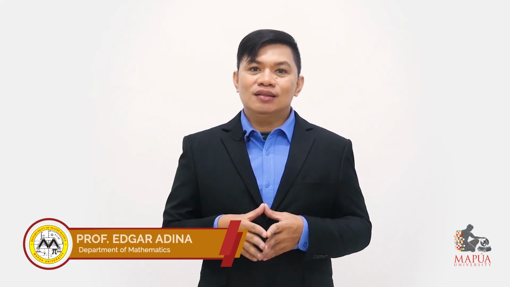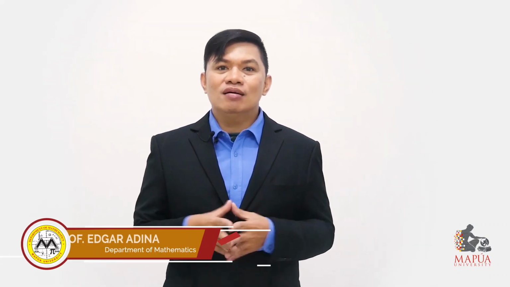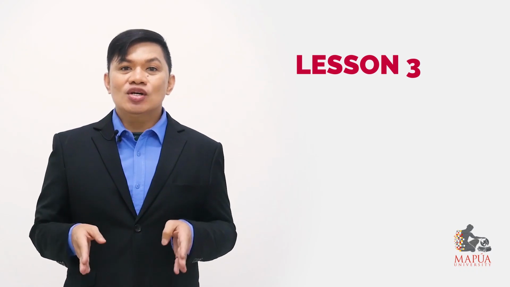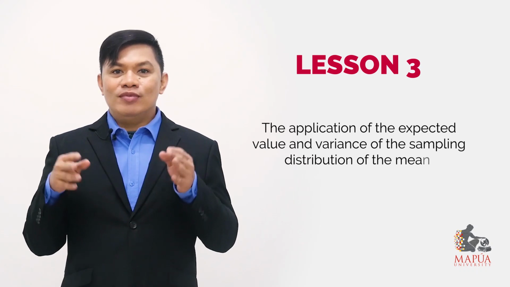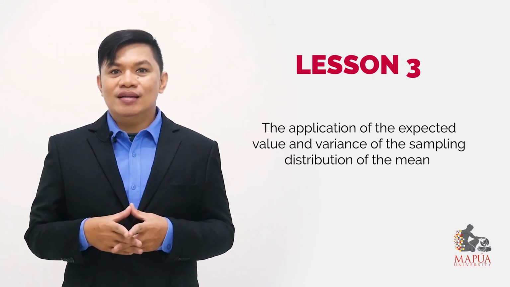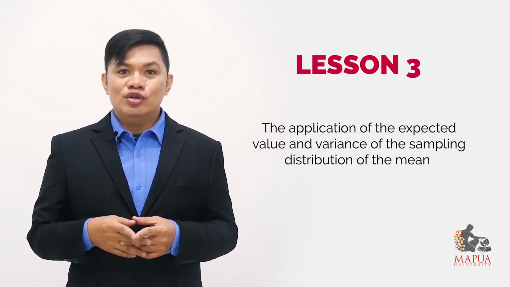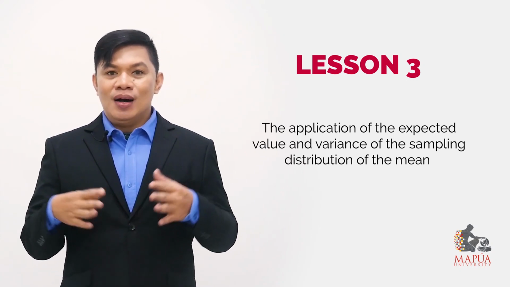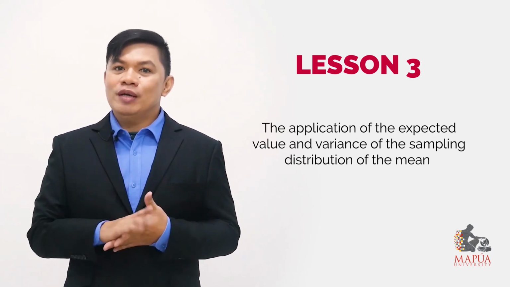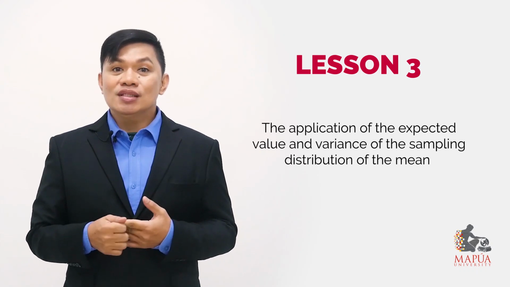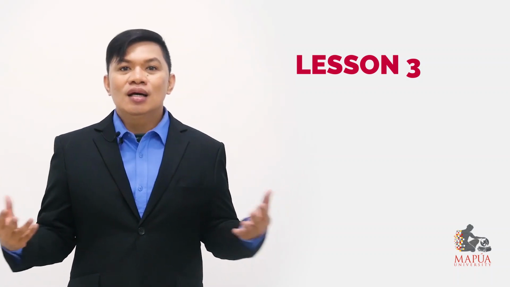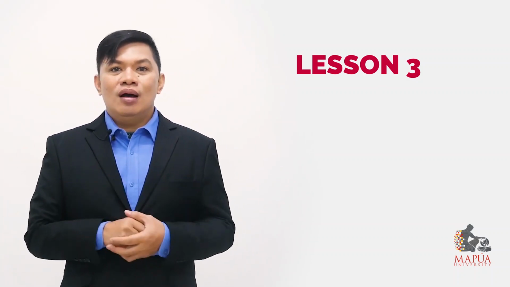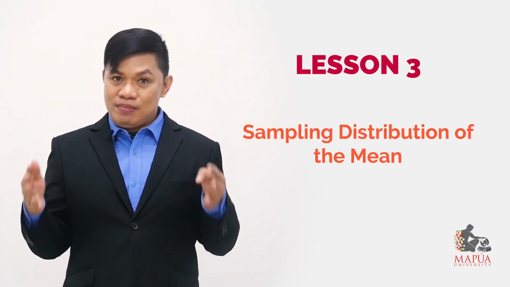Okay, so let's move on to the third part of this topic on sampling distribution. This lesson will focus mainly on the application of the expected value and variance of the sampling distribution of the mean. So, as you recall, in the two previous lessons, particularly in lesson 1, we learned how to construct the sampling distribution of the mean.